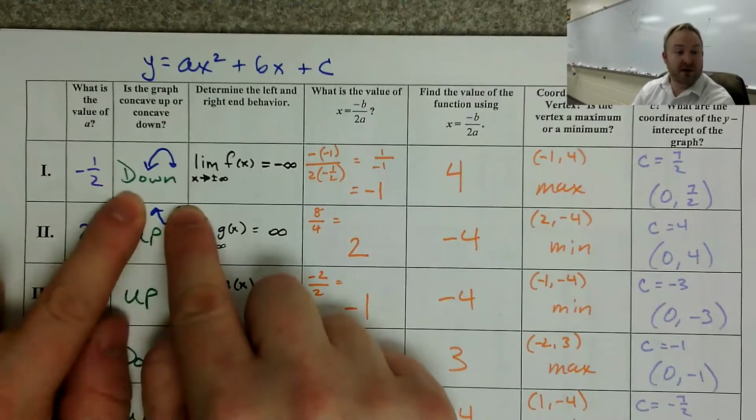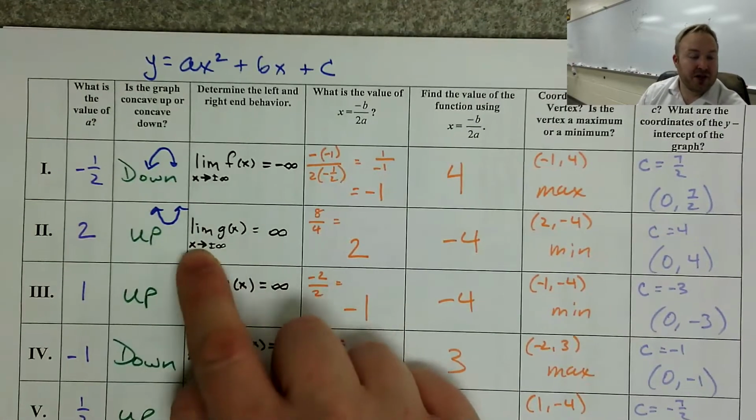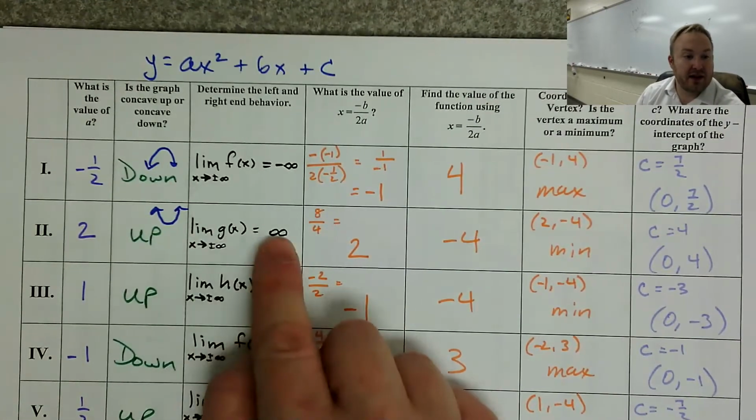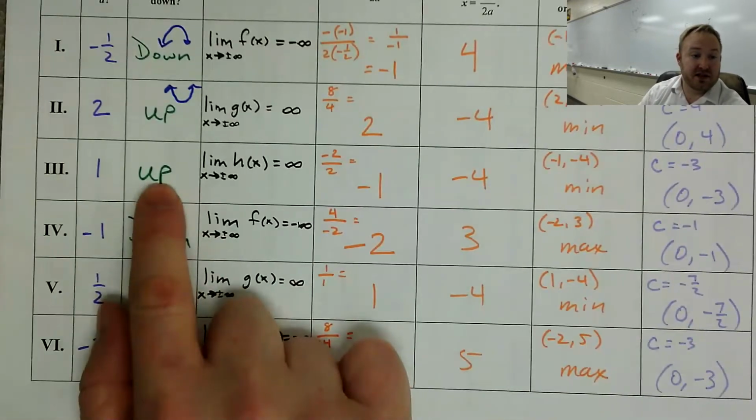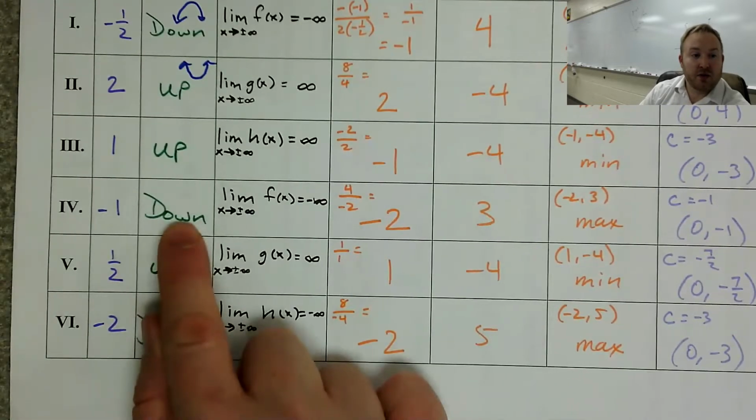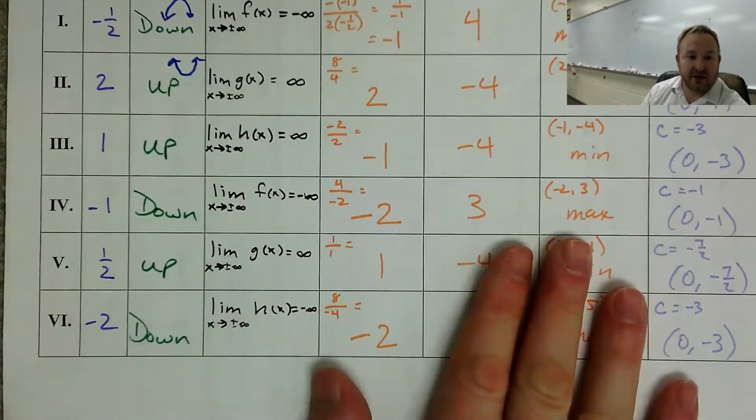Whereas if the graph opens up, then the limit of the function as x approaches positive or negative infinity is positive infinity because the y values are going to infinity. So you see when it's up, the limit is infinity. When it's down, the limit is negative infinity.